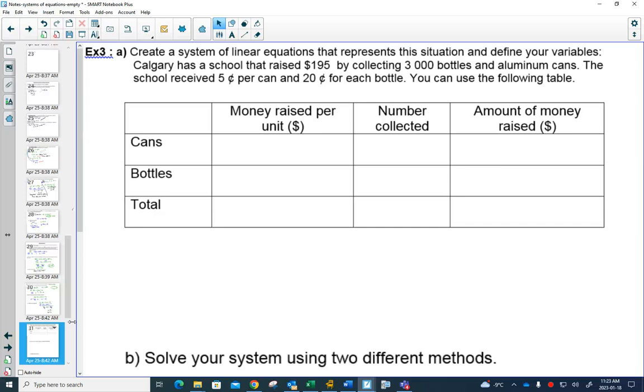Okay, example number 3. So we want to create a system of linear equations that represents this situation and define your variables. Looks like they have a chart for us already. Calgary has a school that raised $195 by collecting 3,000 bottles and aluminum cans. The school received 5 cents per can and 20 cents per bottle.